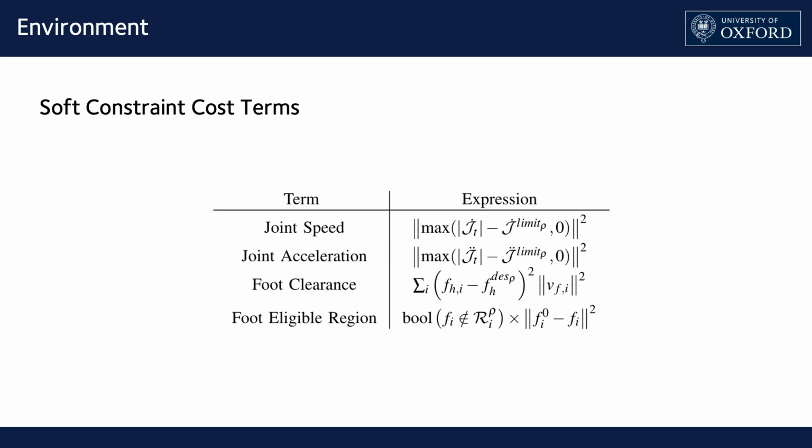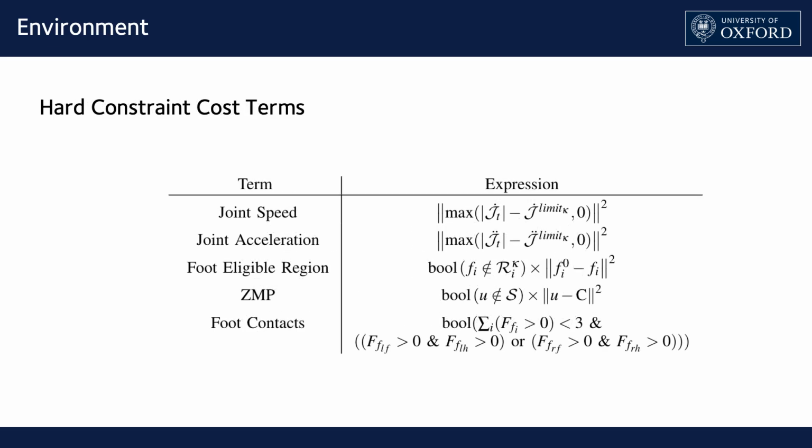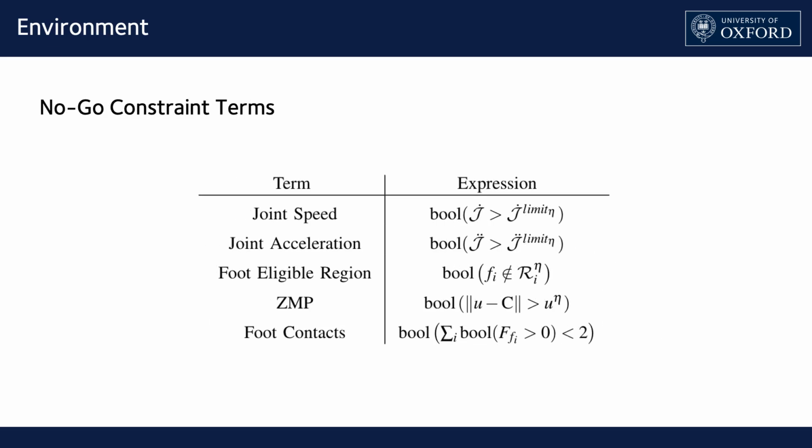Therefore, in order to refine our environment setup, we introduced limits on the joint speed, acceleration, and the eligible regions of the feet with respect to the robot's base as part of the soft, hard, and no-go constraints. We additionally introduced the desired foot clearance for feet not in contact with the ground as part of a soft constraint. In case of hard and no-go constraints, we further introduce a limit on the distance between the zero moment point and the robot's base position as a stability criterion. We further introduce a limit on the number of feet in contact with the ground to avoid locomotion gaits such as pronking.